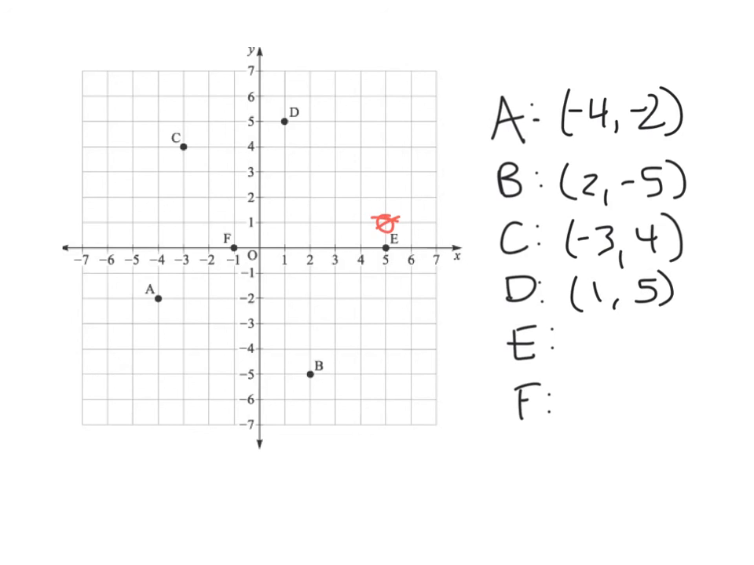Next, we have E. E is right here. And again, these next couple are the ones that people will make mistakes on. E is 5 on the x-axis, and what's the value on the y-axis? Well, the answer is 0. 5, 0, not 0, 5. And F is right here, and again, x-coordinate is on the x-axis, -1, and the y-coordinate is 0.